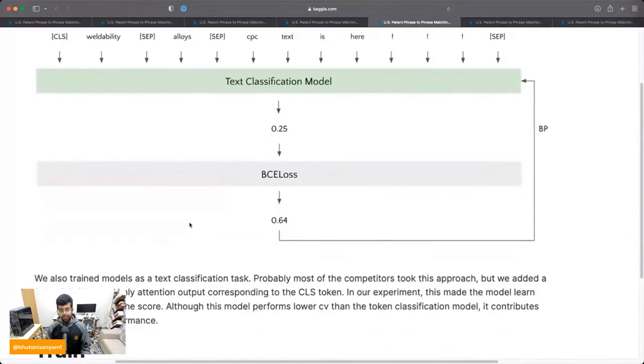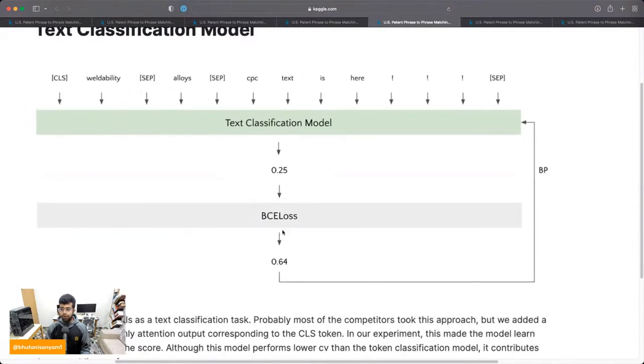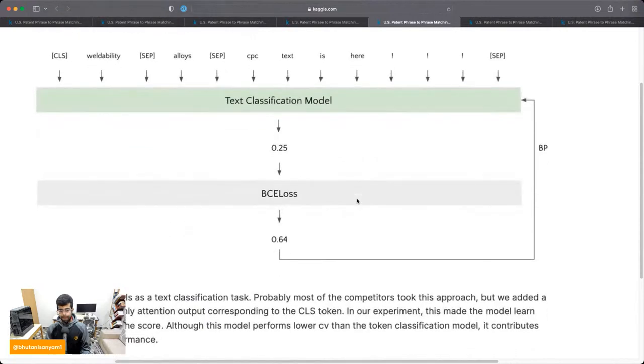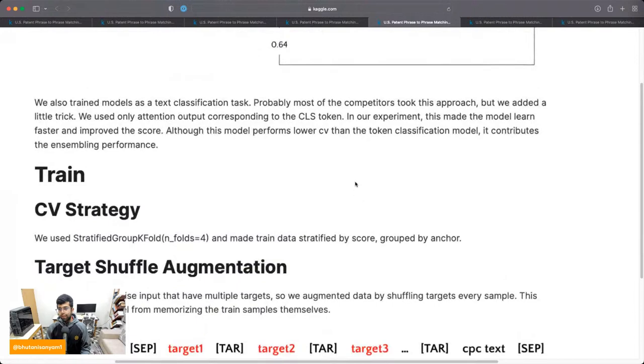They also share the text classification model. In this case, you get a single BCE loss and you backpropagate that to the model. The trick for them was they used only the attention output corresponding to the CLS token. And in their experiment, this made the model learn faster and improve the score.